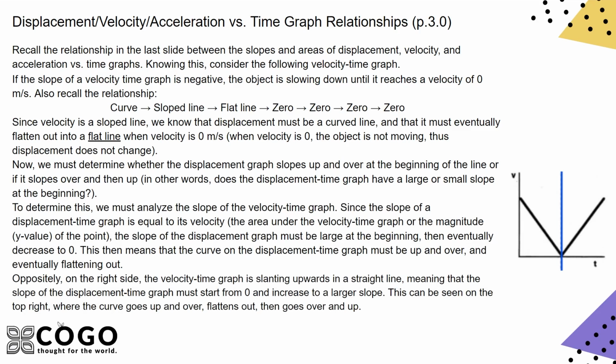Oppositely, on the right side, the velocity time graph is slanting upwards in a straight line, meaning that the slope of the displacement time graph must start from 0 and increase to a larger slope. This can be seen on the top right, where the curve goes up and over, flattens out, then goes over and up.